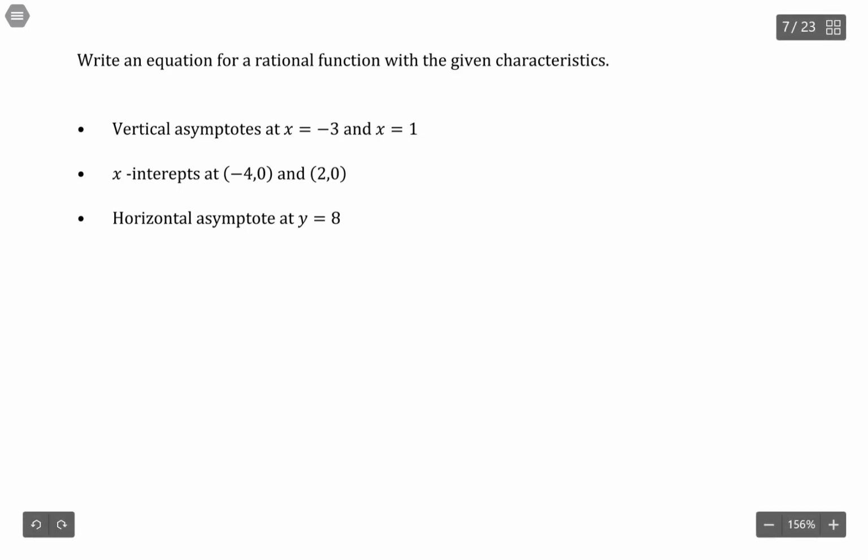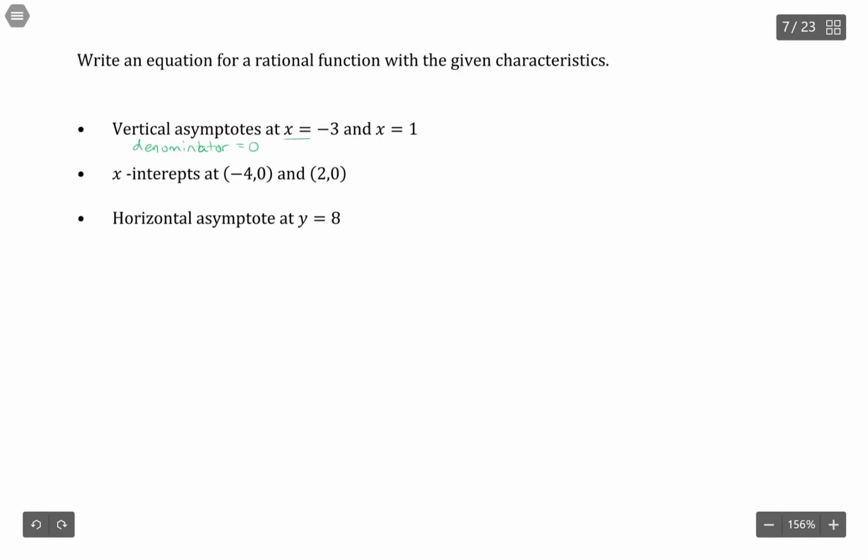Okay, so to take bits and pieces like this and build a function from it isn't nearly as difficult as you might think from the outset. What we need to do is just think about what produces these aspects of the graph in the function. So, for instance, vertical asymptotes. Vertical asymptotes occur whenever the denominator is equal to 0.